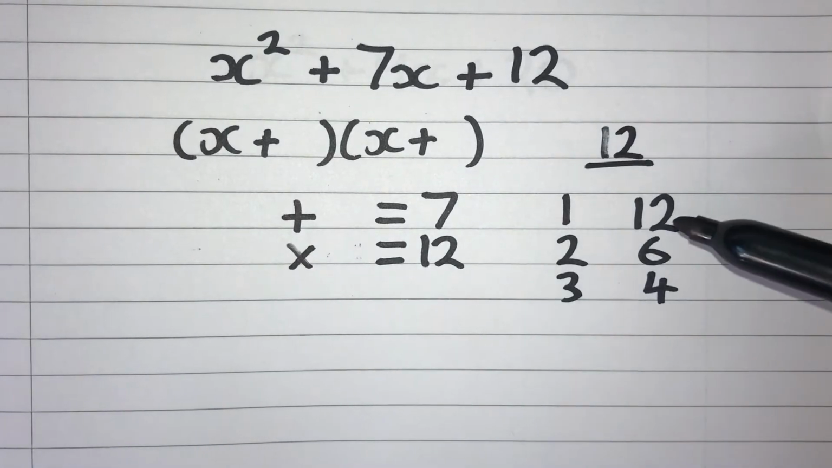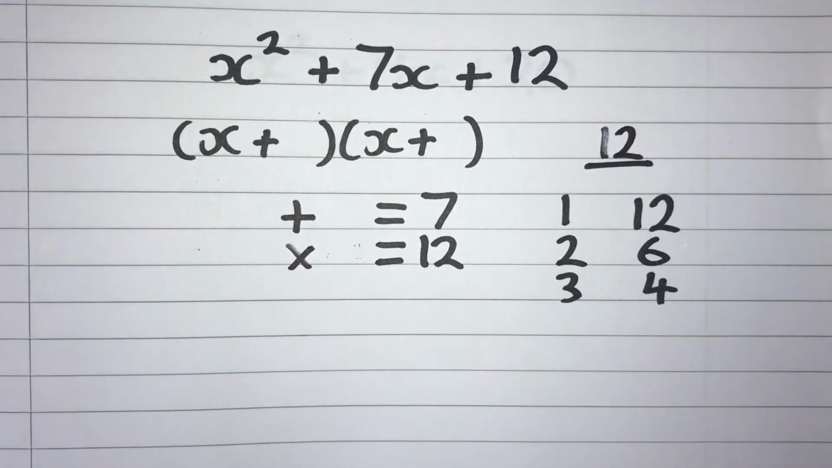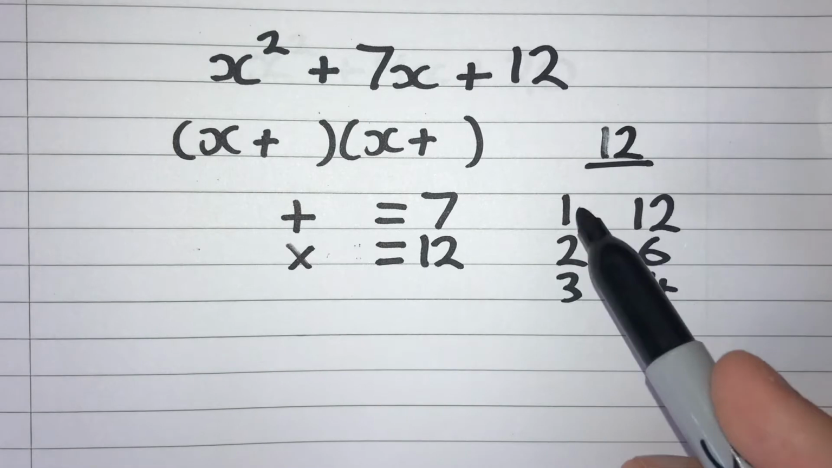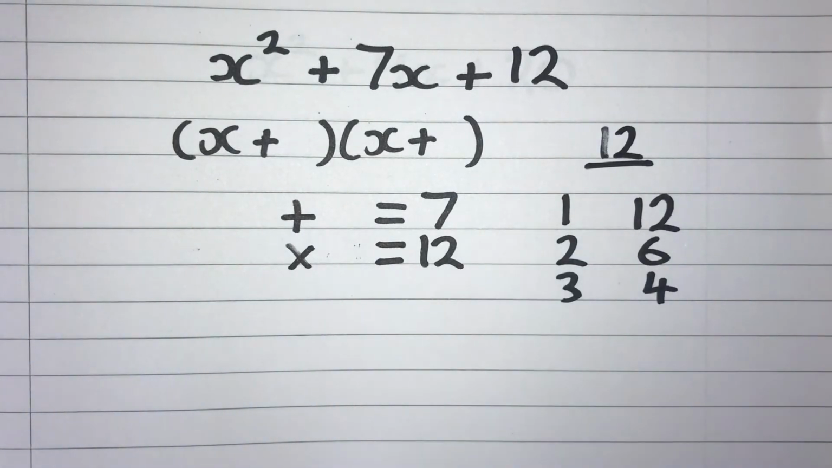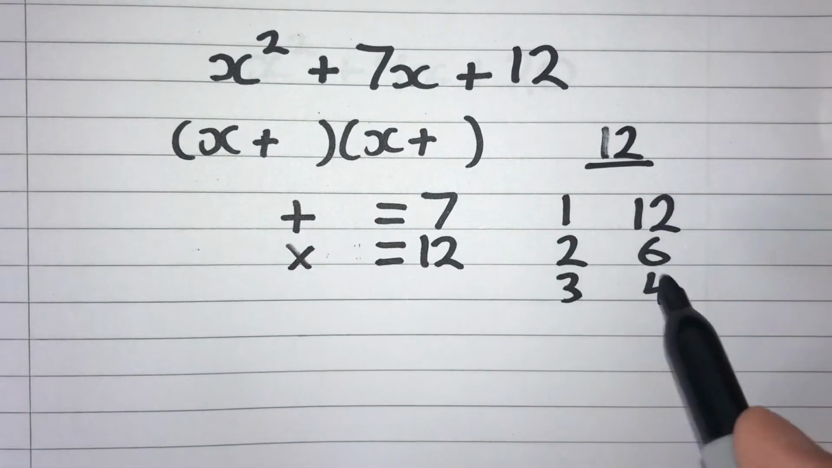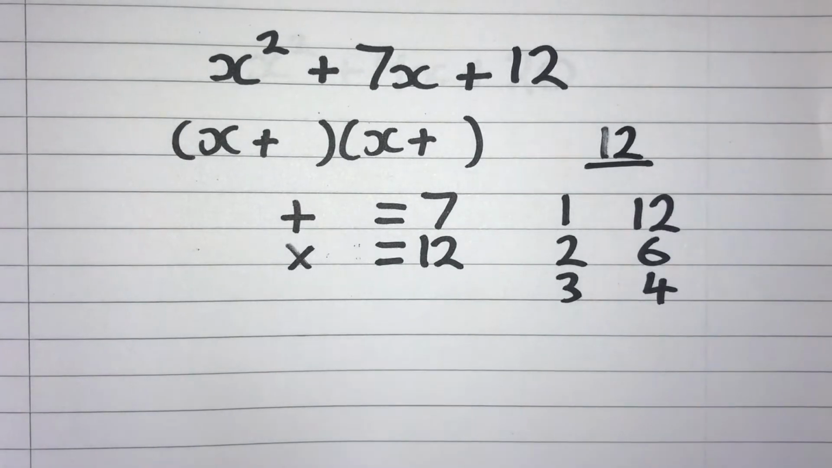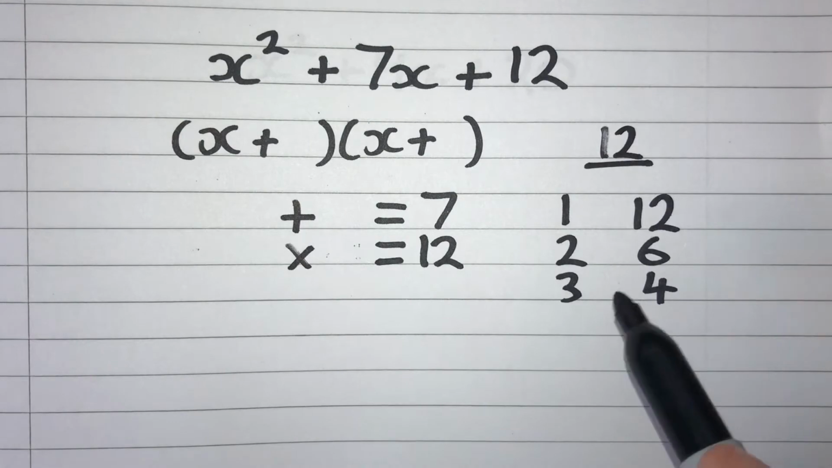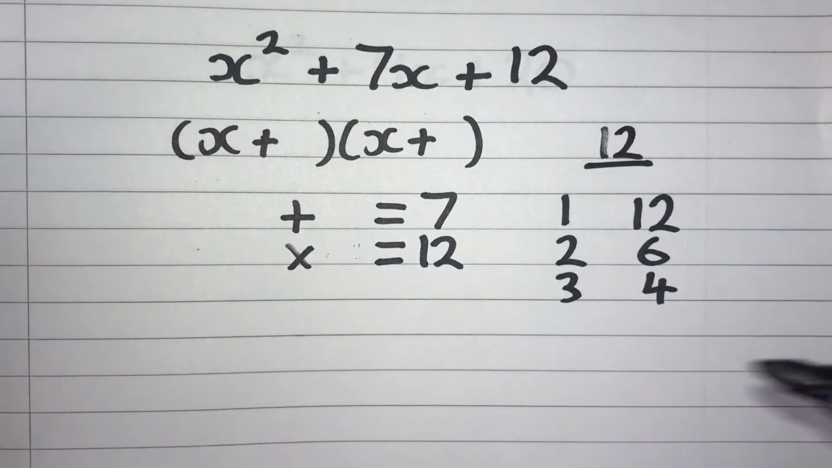So let's try 1 and 12. Well, we know they multiply together to make 12, of course. But if we added them together, 1 add 12 would give us 13. That's not what we want. Okay, let's try 2 and 6. Well, if we added those together, we'd get 8. Again, that's not what we want. We want a 7. So let's try 3 and 4. Well, 3 add 4, of course, gives us 7. So those are the two that we want.